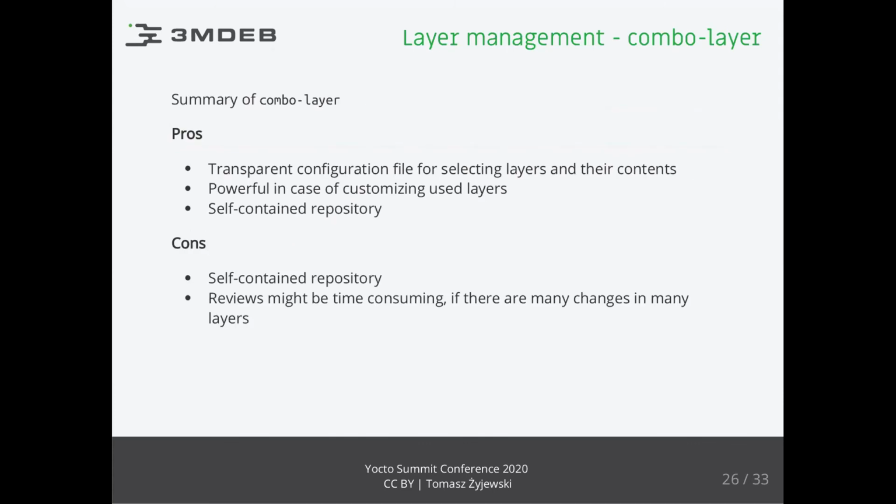So, summary for combo layer. From the pros side, we can say that it uses a transparent configuration file for selected layers and their contents. It is powerful in case of customizing used layers, and it is a self-contained repository. And from the con side, we can also say that it is a self-contained repository, because not always we want to have that big repository which contains every layer we use in our project. And because of that, reviews might be time consuming if there are many changes in many layers.